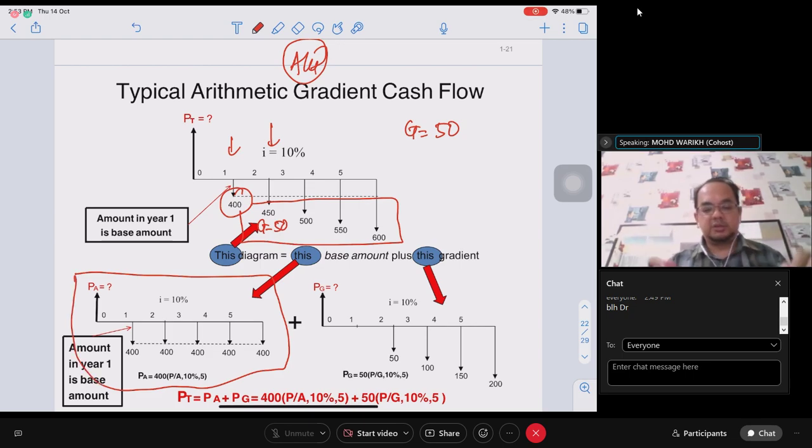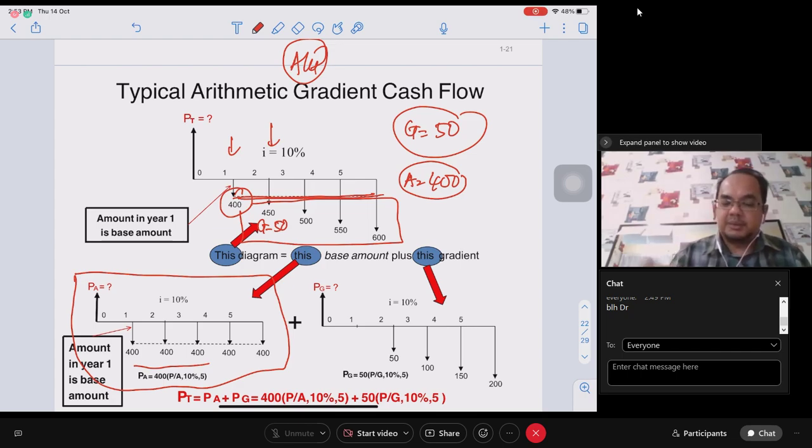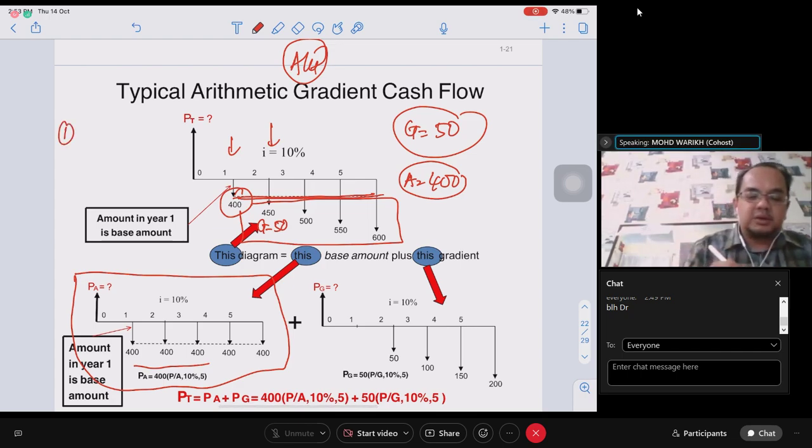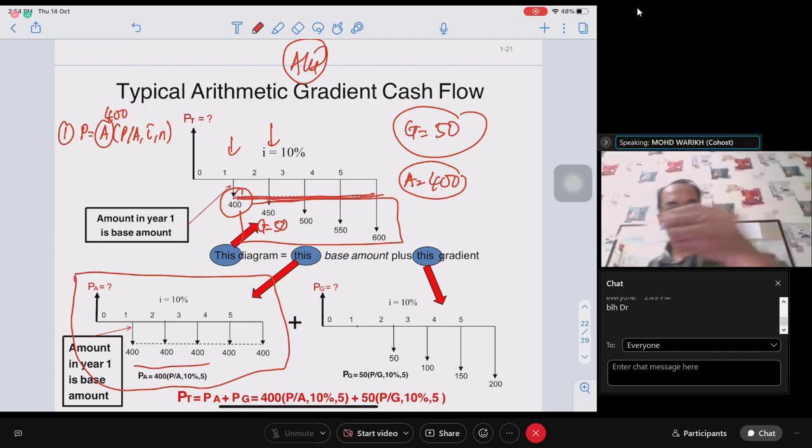That means you know the gradient G is 50 ringgit, right? So for the first one, you just use the base one, that is 400 ringgit. That means the 400 ringgit is A, and you have to find P first. A is given, so P over A, I, N. That means A is 400 ringgit, just the base one.